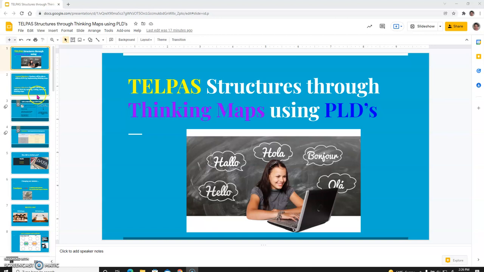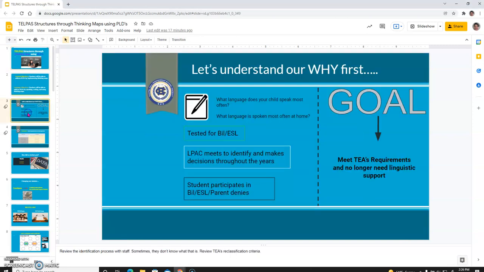Our district has an initiative of pushing thinking maps, and I specifically am tackling TELPAS and PLDs with my teachers and with my staff. Just because sometimes teachers, even though they calibrate and everything else, it's still not enough. It still doesn't make too much sense. And so I use this training to dive into PLDs a little bit more with them.